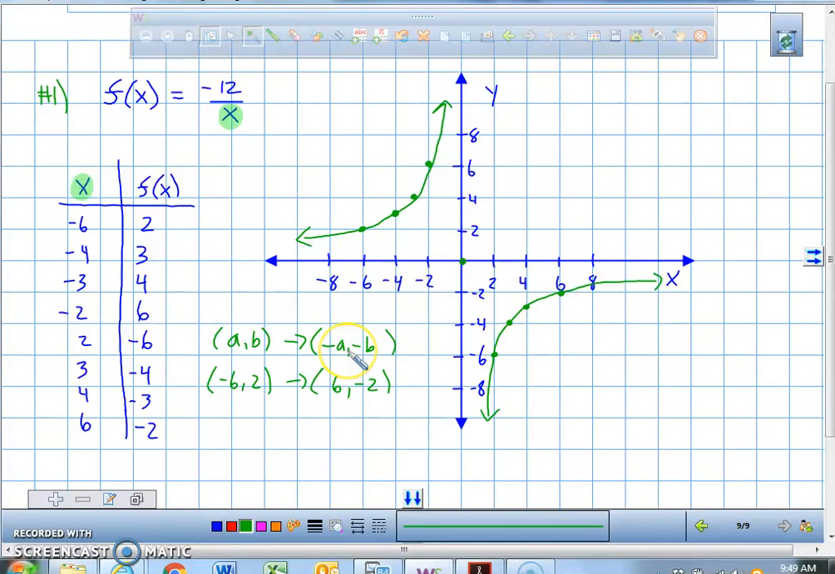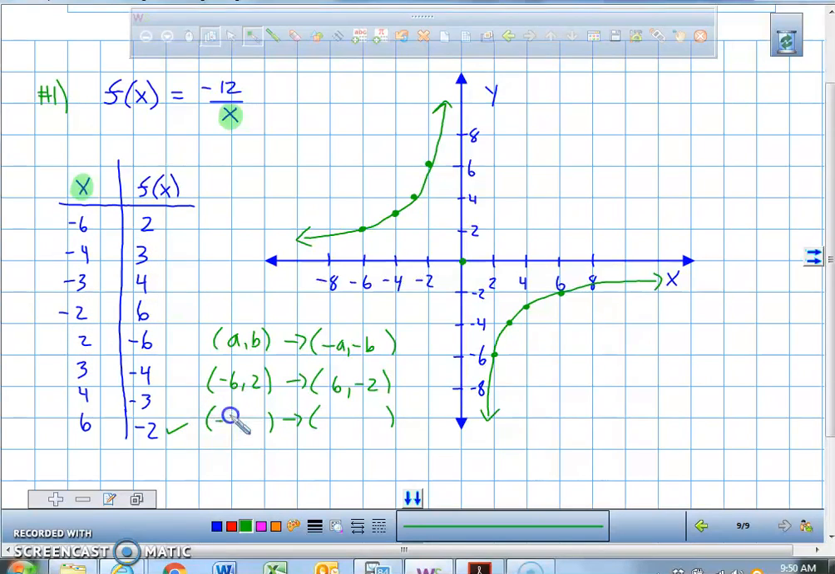If we use this as our guide, does that work? Yes, there it is right there. So (-6, 2) becomes (6, -2). Now if you find a point and it works, I want you to do at least one more point. So, Shayla, give me one other ordered pair that you want me to check.